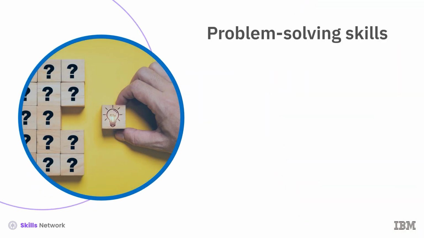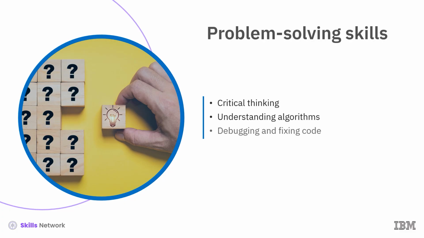Problem solving is yet another skill set that a mobile app developer must nurture. Some skills that help with problem solving include critical thinking. You must strive to develop the ability to solve complex problems and find efficient solutions. Understanding algorithms. Enhance your ability to design and implement efficient algorithms. Debugging and fixing code are also part of problem-solving skills.